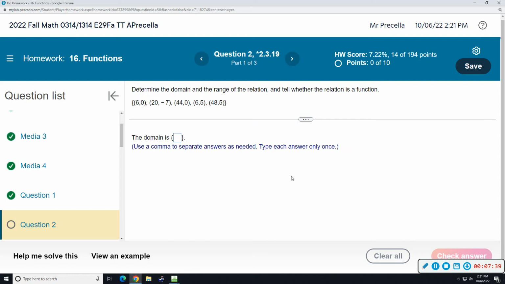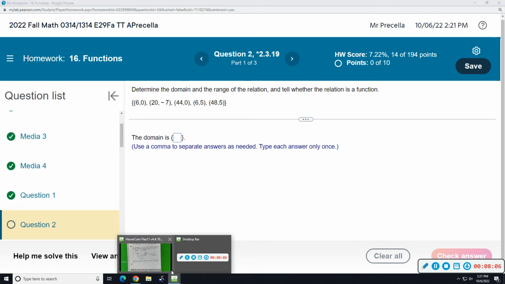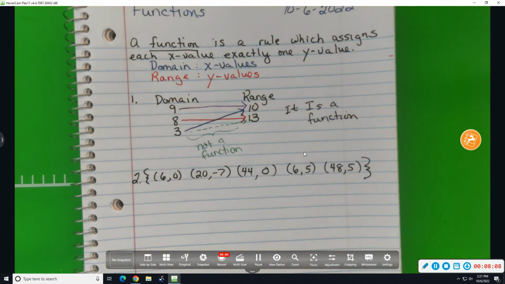Let me write this down. (6, 0), (20, -7), (44, 0), (6, 5), and (48, 5). We can kind of oversee that because there's two sixes. It's not a function. Okay. But let me first.